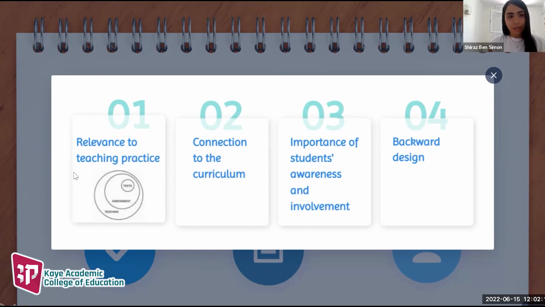We cannot proceed with our teaching without knowing when and how we assess our students throughout the way. So it's long-term planning, and we need to take it into consideration. And we have also done it. We managed to take some of it and really implement it in our practice teaching throughout this semester. And then, of course, the connection to the curriculum.